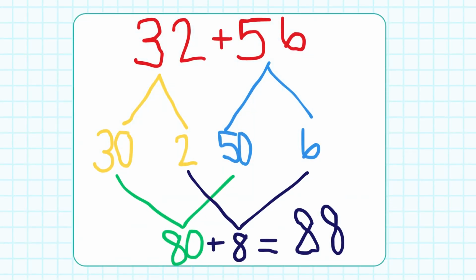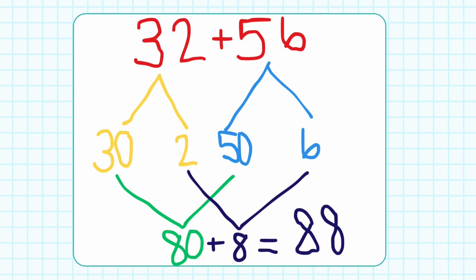So our first problem is 32 plus 56. We're going to want to start by decomposing our 32 into a 30 and a 2. And then we will decompose our 56 into a 50 and a 6. We can see this in the yellow and the blue.